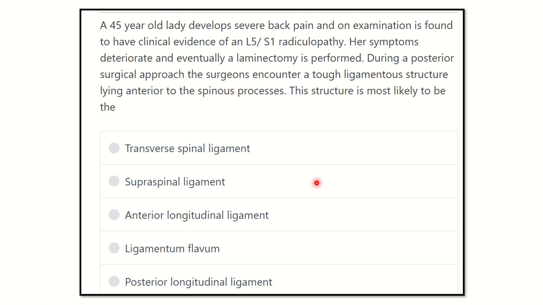This is the question. A 45-year-old lady develops severe back pain and on examination is found to have clinical evidence of lumbar 5 sacral 1 radiculopathy. Her symptoms deteriorate and eventually a laminectomy is performed. During a posterior surgical approach, the surgeon encounters the tough ligament structure that lies anterior to the spinous process. This structure is most likely to be.